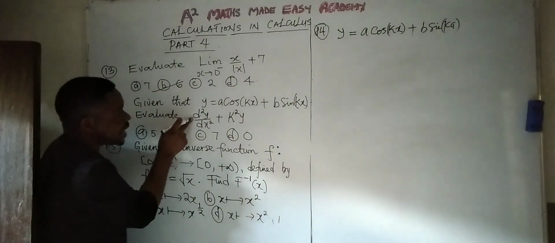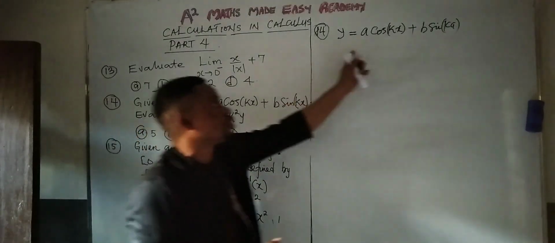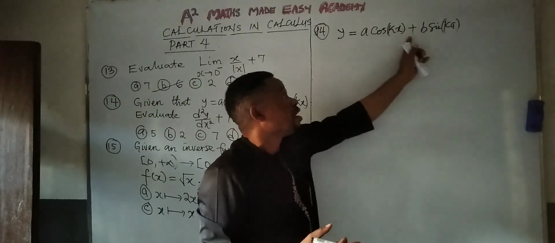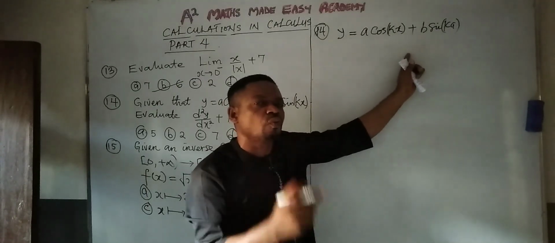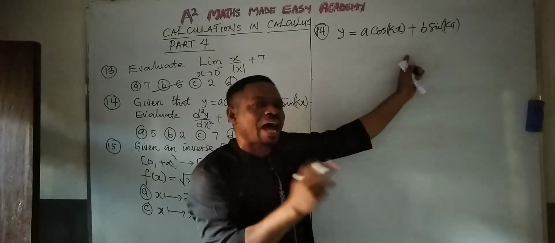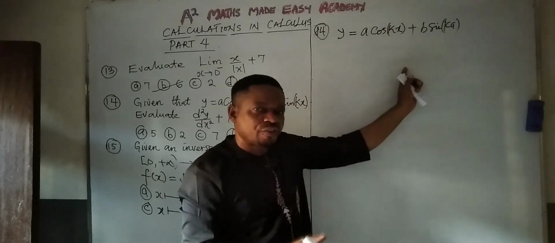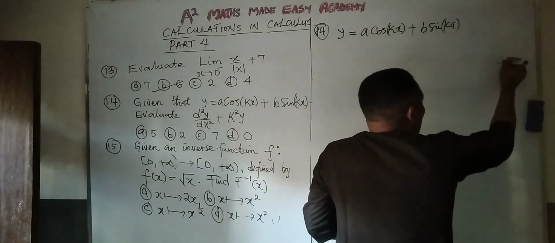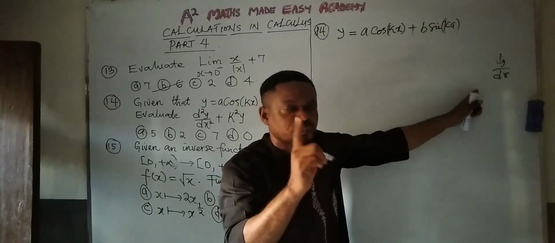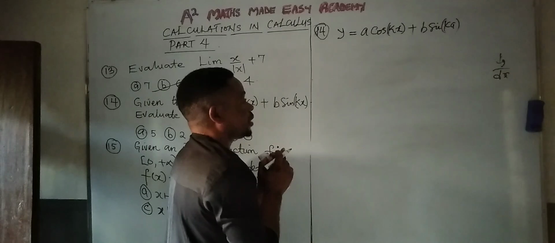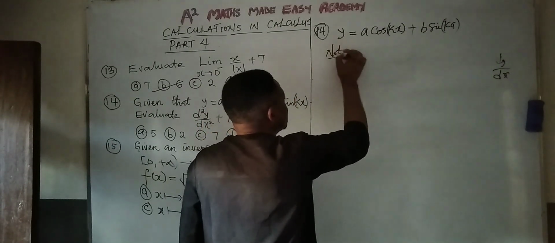Watch. This thing that you're seeing here, d²y/dx², means that we should differentiate this particular equation two times. And that will lead us to what we call second order derivative, second order differentiation. Are you with me now? But if it is only dy/dx like this, it is talking about first order, which is once. So I want to differentiate this, but take note of this, please.